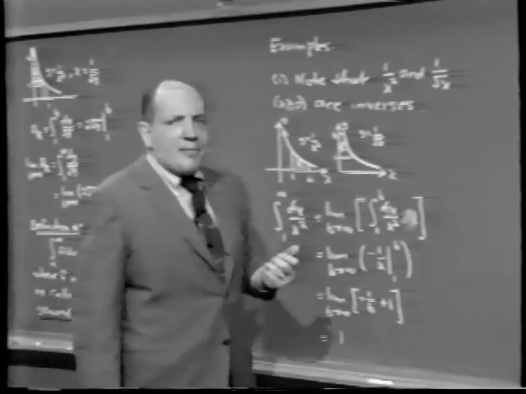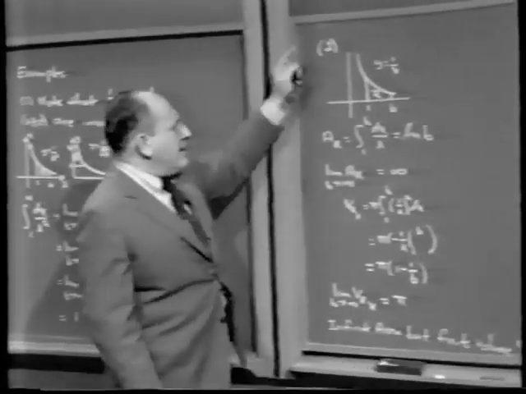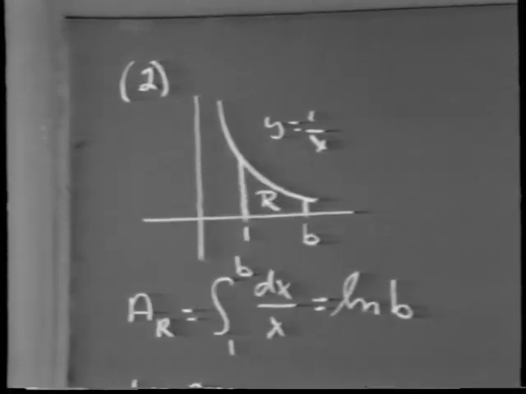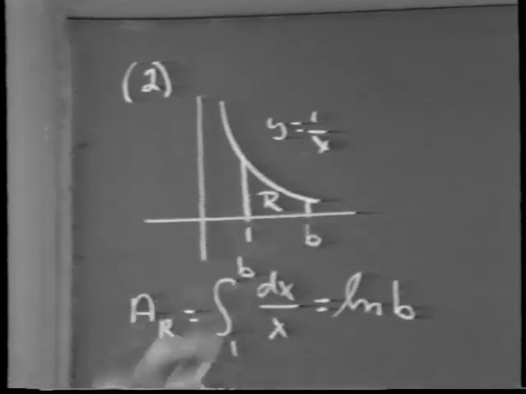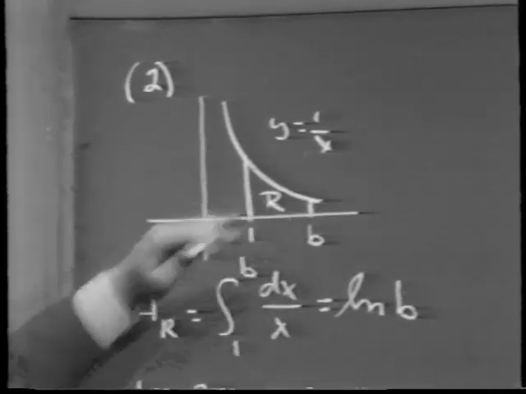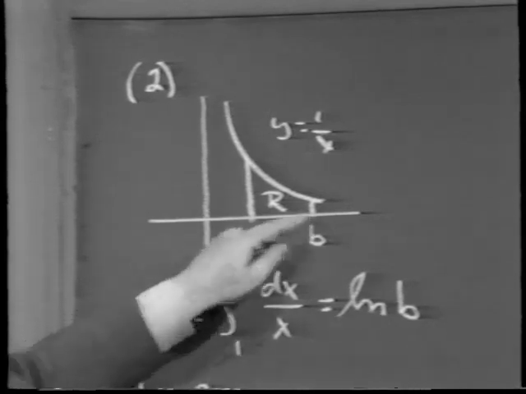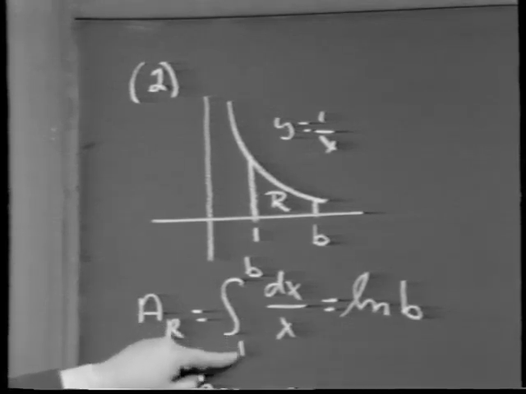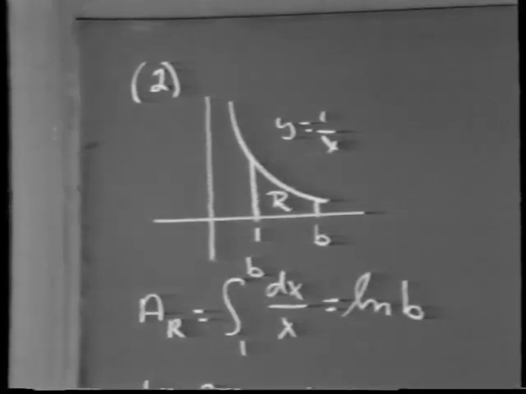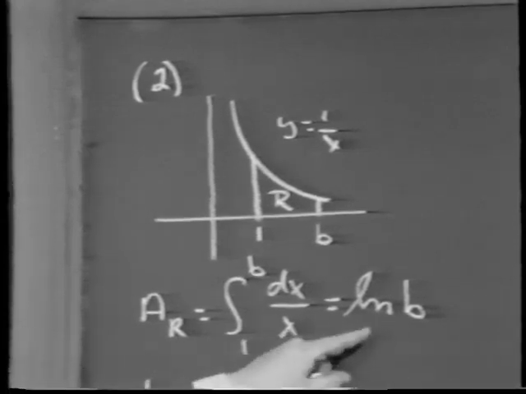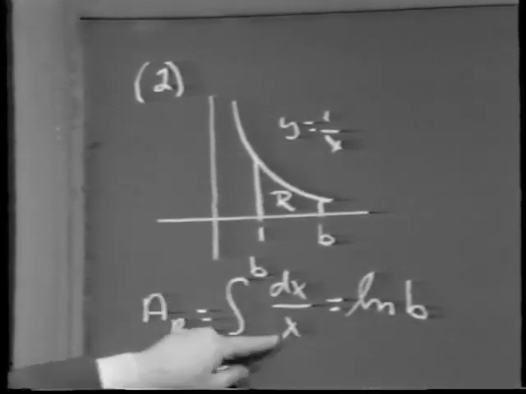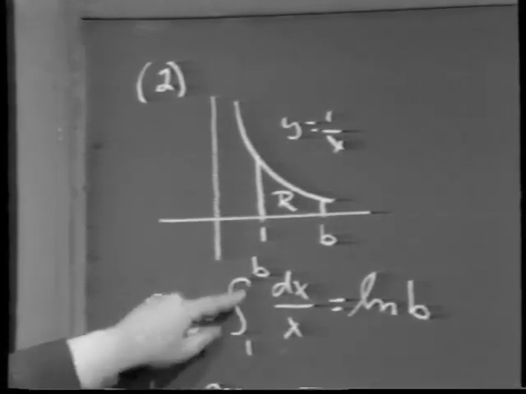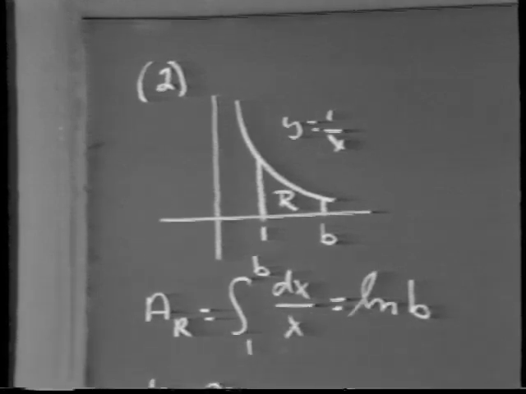Another type of interesting example worth thinking about for a while is the second example. Let's take the region R to be bounded above by y equals 1 over x, on the left by x equals 1, on the right by x equals b, and below by the x-axis. And let's compute the area of the region R. Again, the area is the definite integral from 1 to b, dx over x. And that's equal to the natural log of b. Namely, this integral is log absolute value of x. Log absolute value of b is just log b. Log 1 is 0. So the area of the region R is log b.